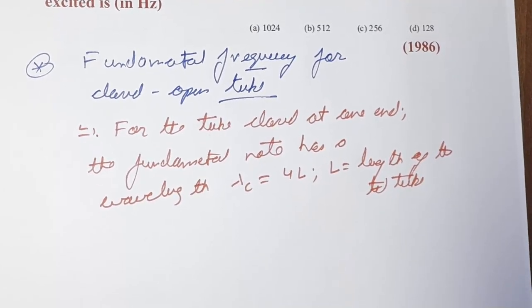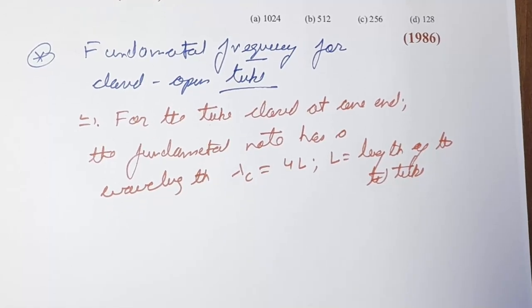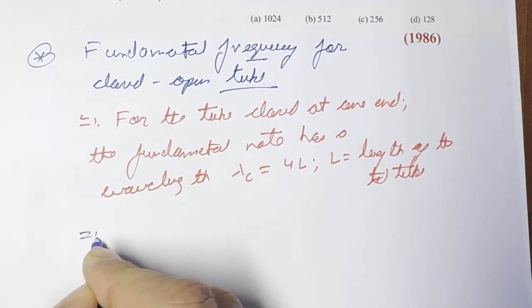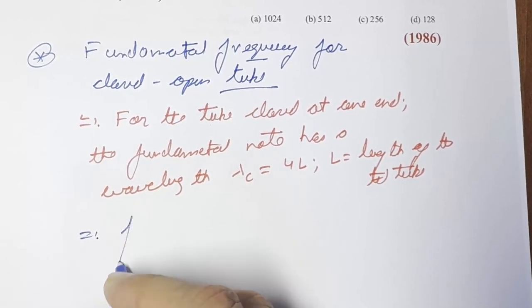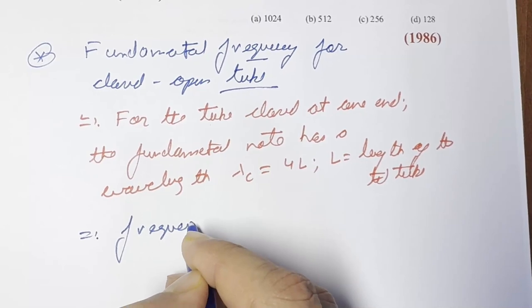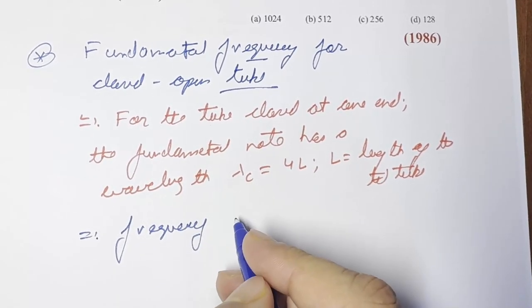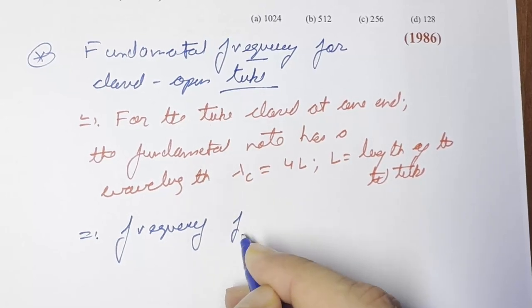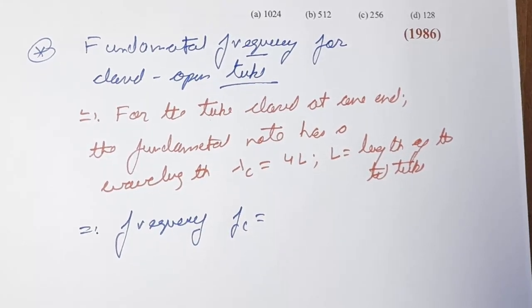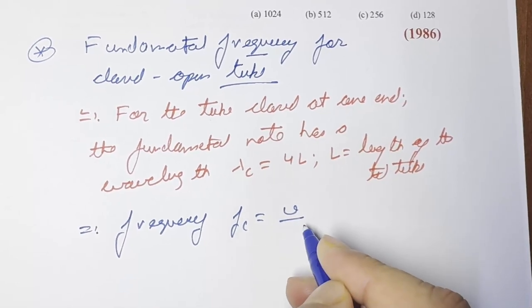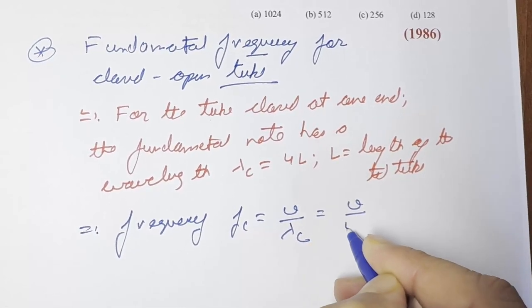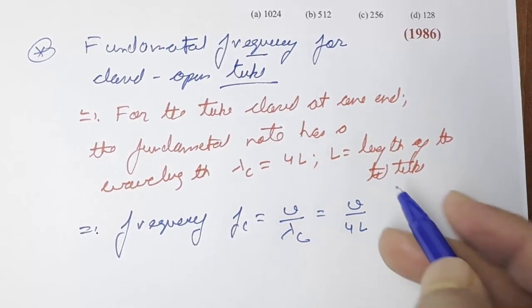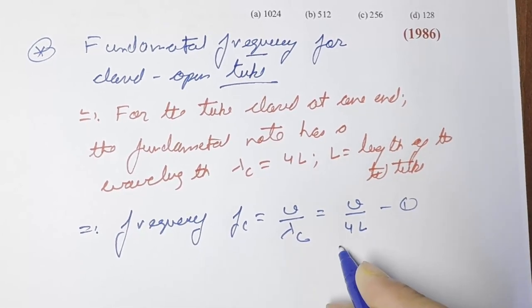So therefore, from here we can find out the fundamental closed frequency. We can find out frequency, and that is supposedly written as Fc. That will equal V upon lambda c, and this gives us V upon 4L. Let us call this equation number 1.